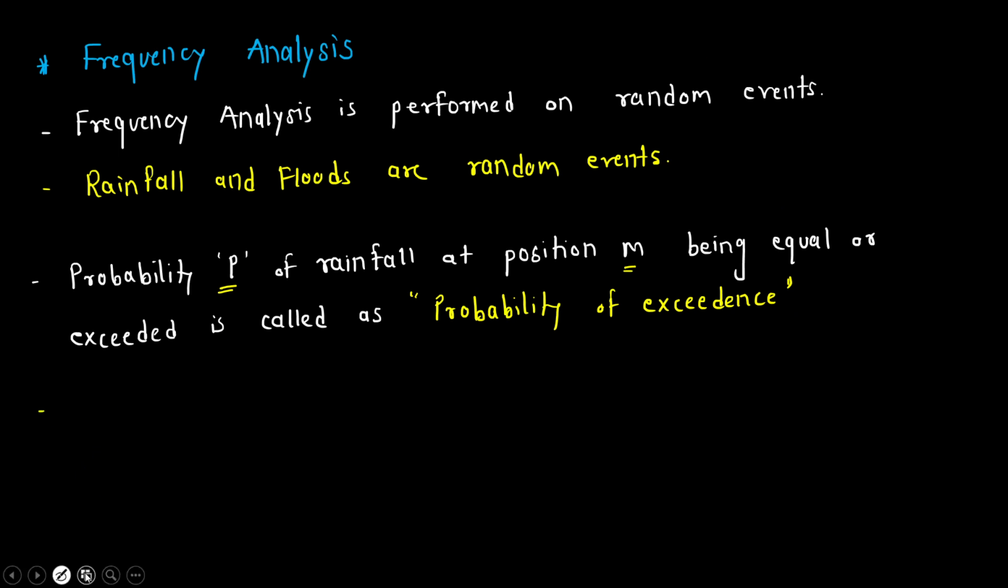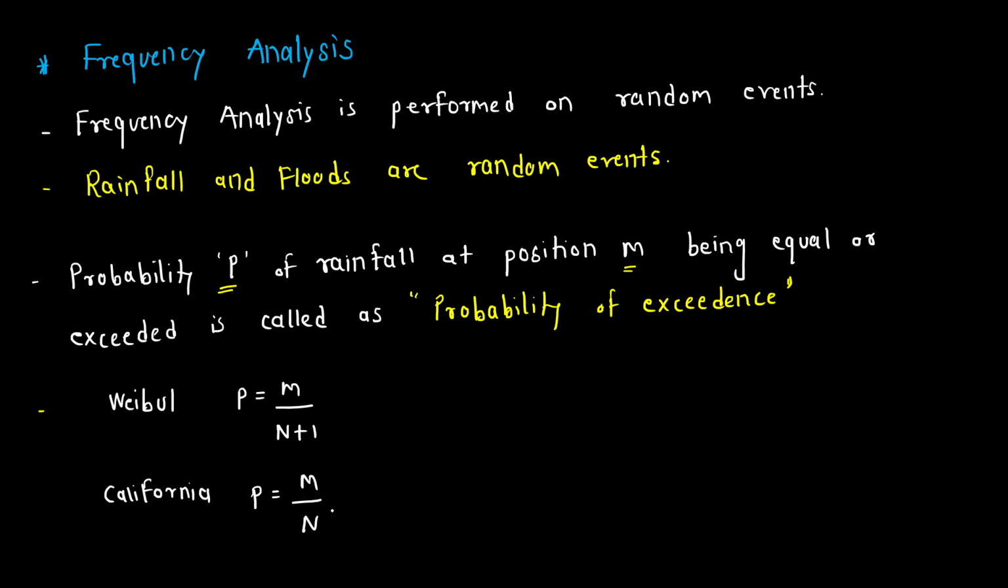To find this probability, we will use the following formulas. The first formula is given by Weibull, and the formula is P is equal to M divided by N plus 1. The second formula is given by California, and this is P is equal to M divided by N. And the last formula is given by Hazen, and it is (M minus 0.5) by N.